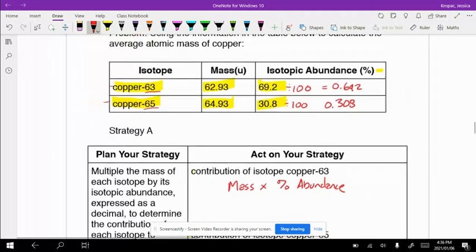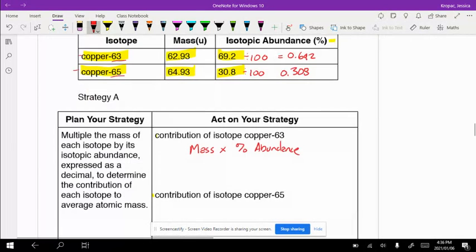So that means we have all the information that we need. It's listed for us. We know the mass of copper 63 is 62.93. And we know the percent abundance is 0.692. All we need to do is plug this into our calculator. And when we plug this into our calculator, it's going to spit out 43.5476. And we always want to use units in chemistry.